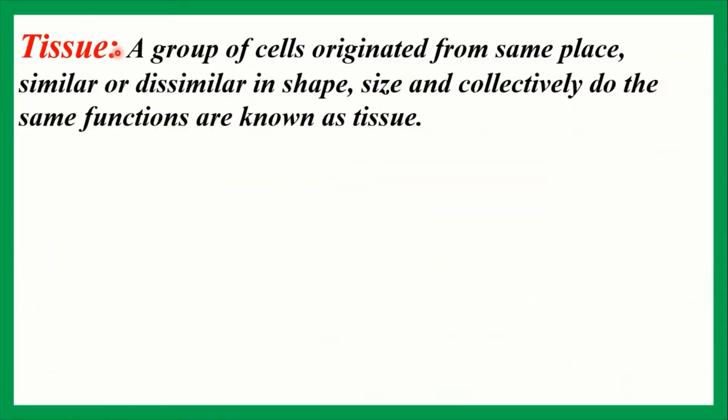Tissue. I think you know cell is a single unit of the living being, but many cells combinedly form tissue. So tissue is a group of cells originated from the same place, similar or dissimilar in shape and size, and collectively do the same functions, which are called tissue. But what is plant tissue?